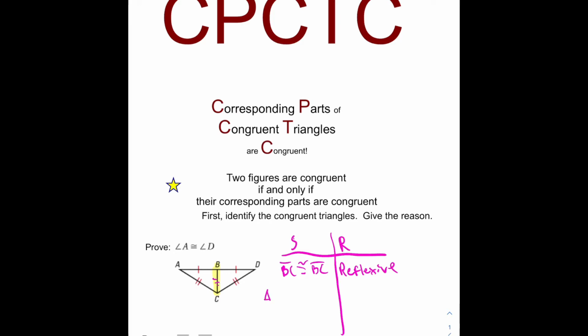So I could say that triangle ACB is congruent to triangle DCB by the side theorem. And then because I've now proven that it's congruent, I could say anything, which again, what is the question asking me? Always keep that in mind. What's the question asking me? The question is asking me to prove that angle A is congruent to angle D by CPCTC.